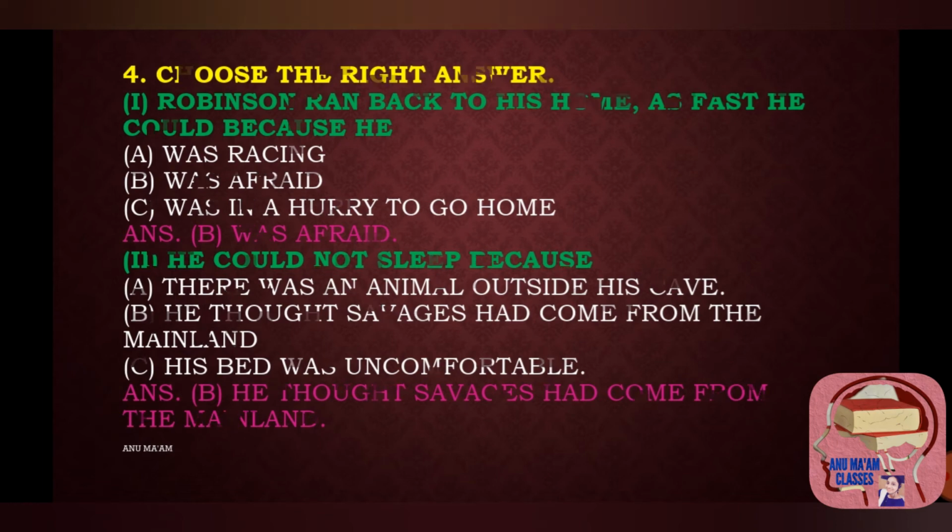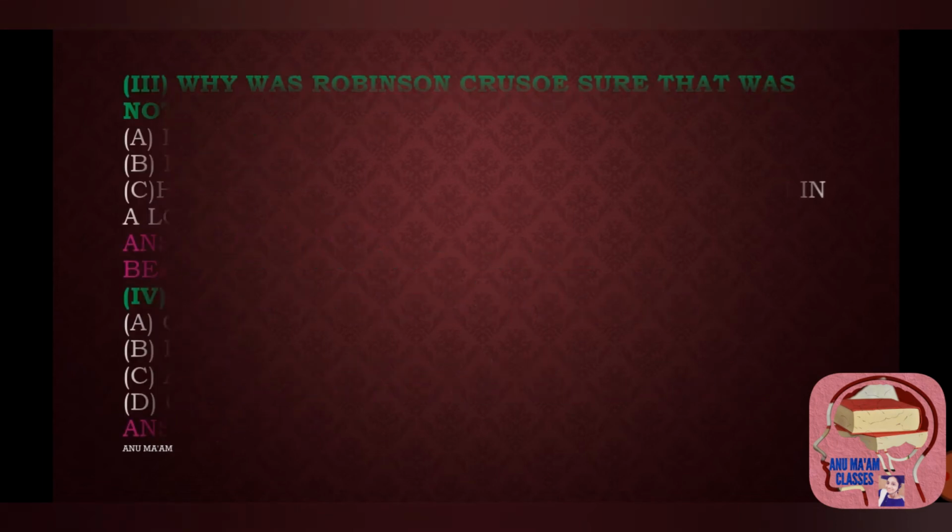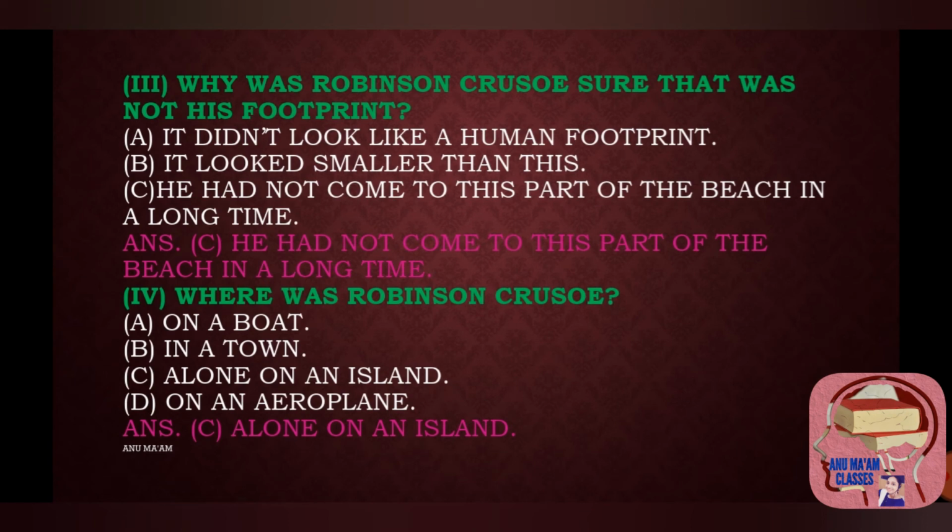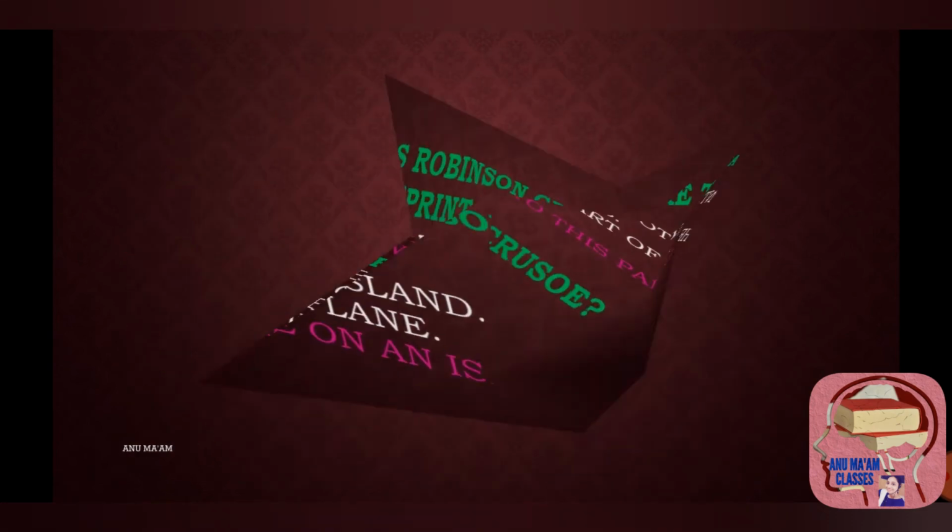Okay. Next, why was Robinson Crusoe sure that was not his footprint? So the answer is he had not come to this part of the beach in a long time. Okay, next is where was Robinson Crusoe? So Robinson Crusoe was alone on an island. Okay, he was alone on an island. Let's see next.